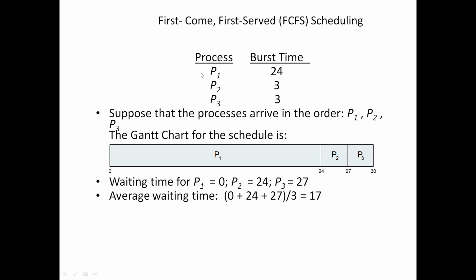Here in this example, you will be given the processes and burst times. Burst time means the amount of time it takes for execution. Here we have an assumption: the processes are arriving in the order P1, P2 and P3, and all the processes are arriving at 0 milliseconds. This is the Gantt chart for the CPU scheduler.